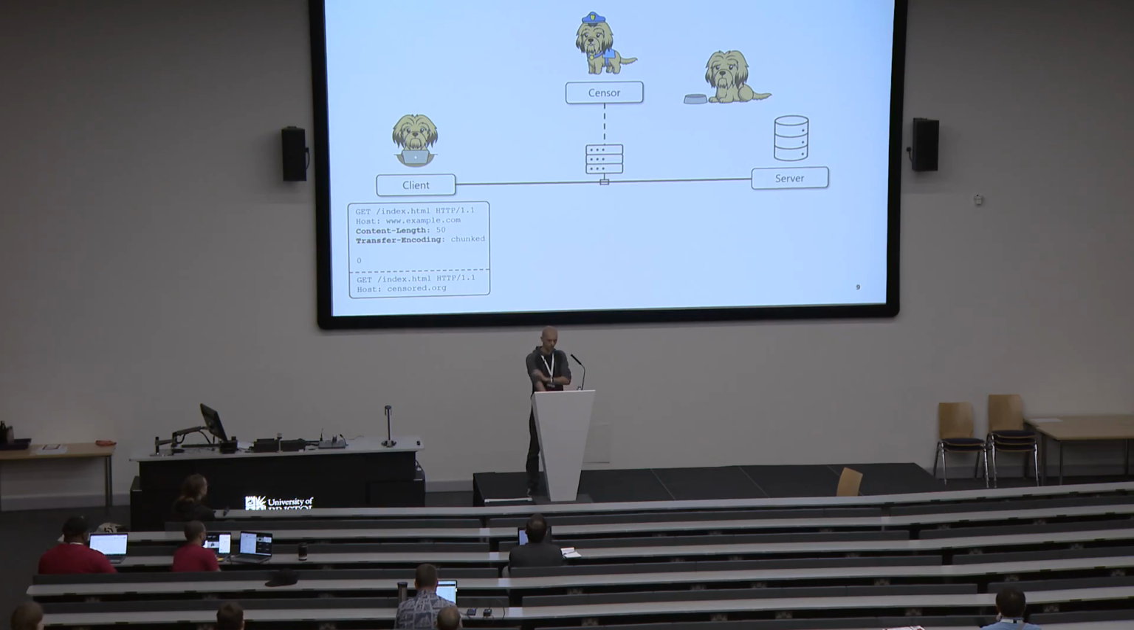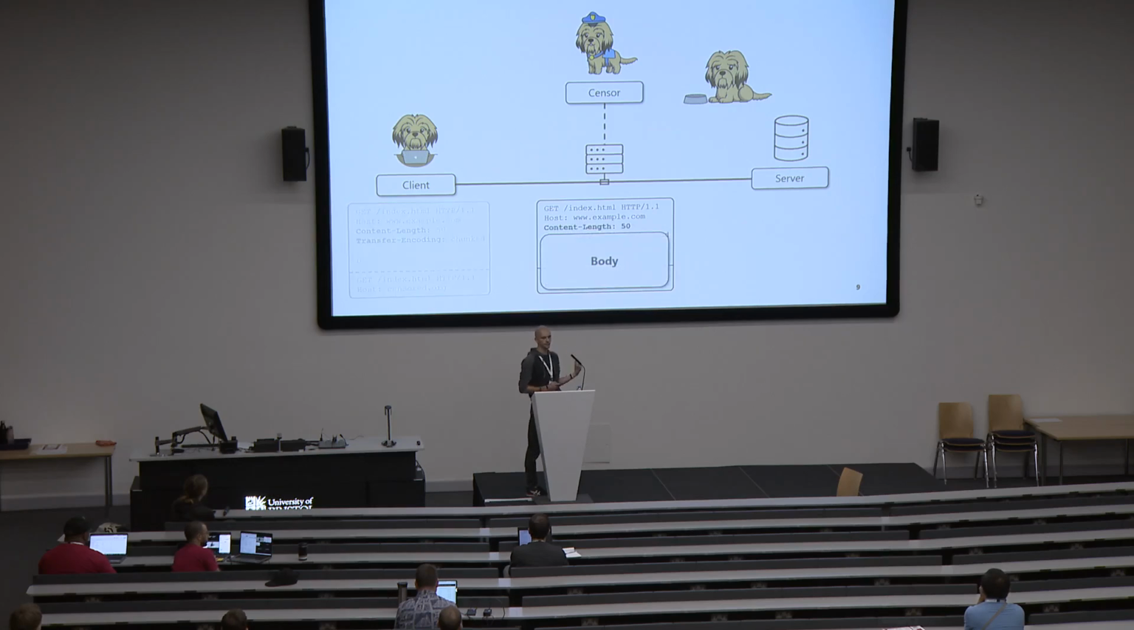So the client would send a request, or a smuggled request, which has both the content length and transfer encoding header. And we would now hope that the server or the sensor intercepts it, of course, and we would hope that in this case the sensor interprets the content length header, which says 50 bytes are coming, treats everything as body, ignores the second request, and forwards it to the server.